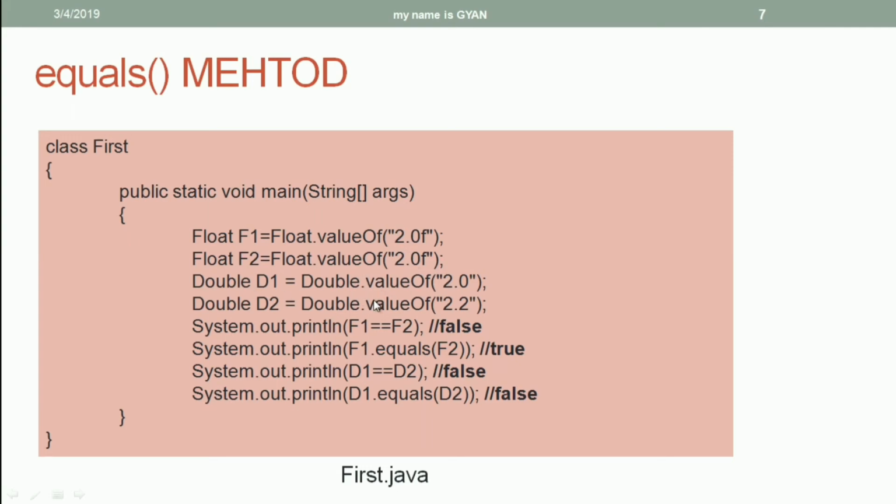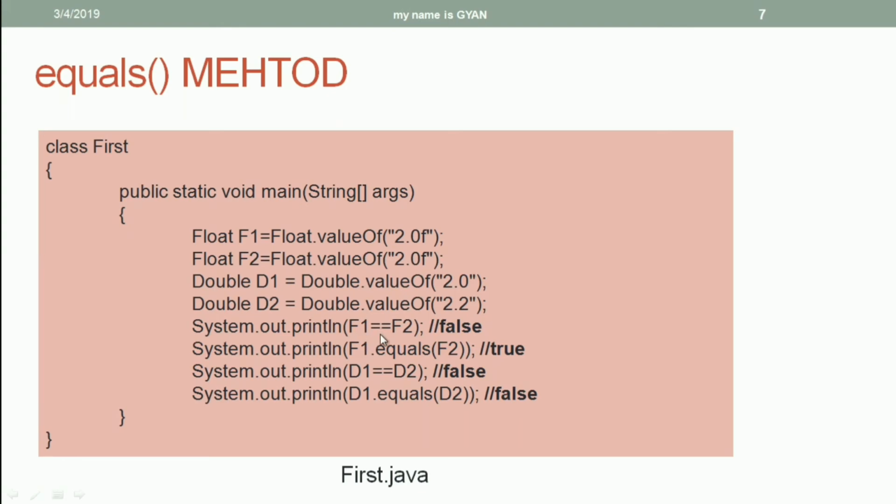And the same is the case when we create a double object by using the method valueOf. We are creating two double objects, one with the content 2.0 and the other with the content 2.2. And same as the float, the double objects also never get created in the constant pool. They always get created in the heap. So these are two different objects with the same content, because a float object never gets created in the constant pool. So in the heap, two different objects will be created even for the same content.